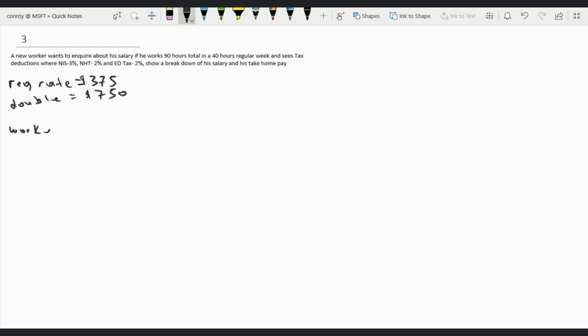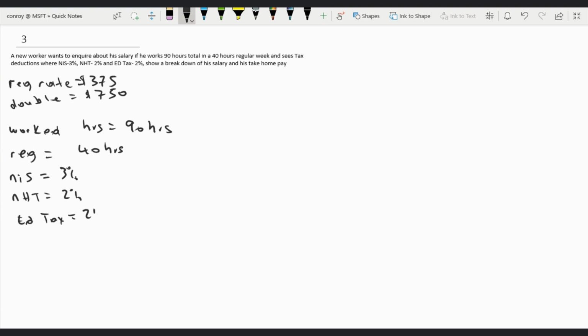So we know the employee worked 90 hours. Alright, so regular hours equal to 40 hours. NIS is equal to 3%. NHT 2%. Education tax is equal to 2%.